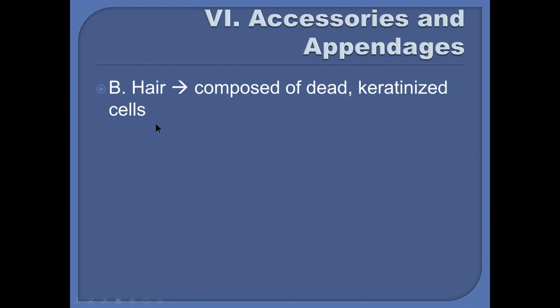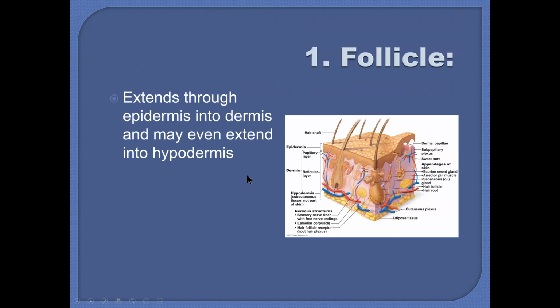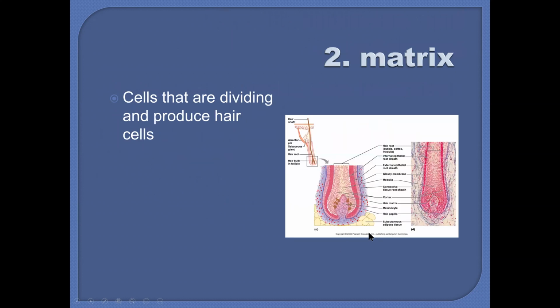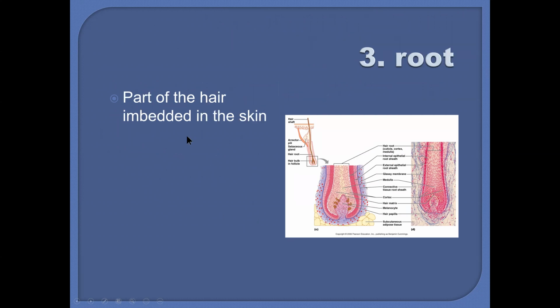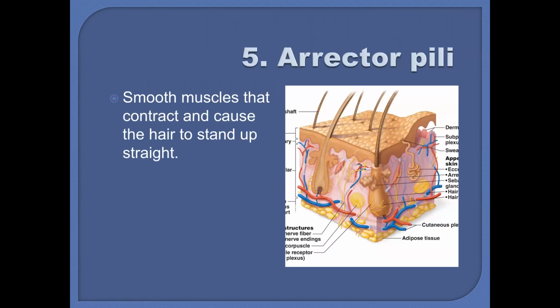Hair is composed of dead keratinized cells. We spend a lot of money on dead keratinized cells. It extends through the epidermis into the dermis and maybe into the hypodermis. That's the follicle. Okay. The matrix down here, we have a germinal center from which the hair is produced. It produces the hair cells, and then the hair cells are pushed forward for the hair growth. We have the root, which is embedded in the skin, and the shaft, which is the hair above the skin.